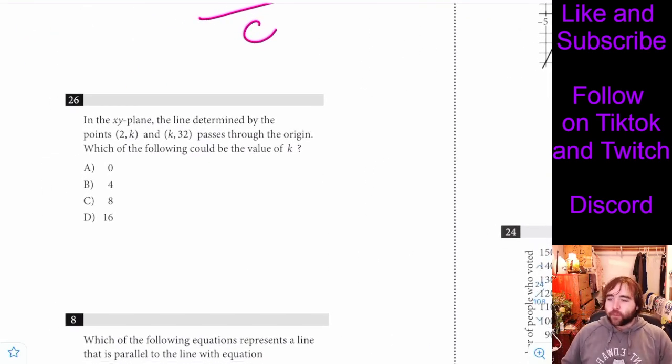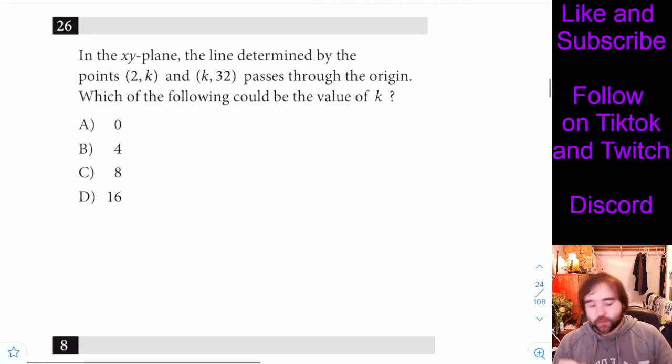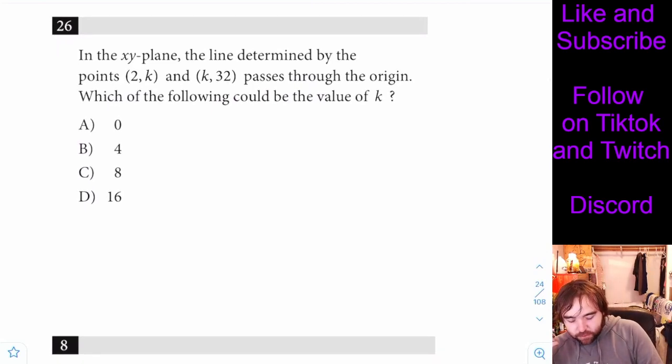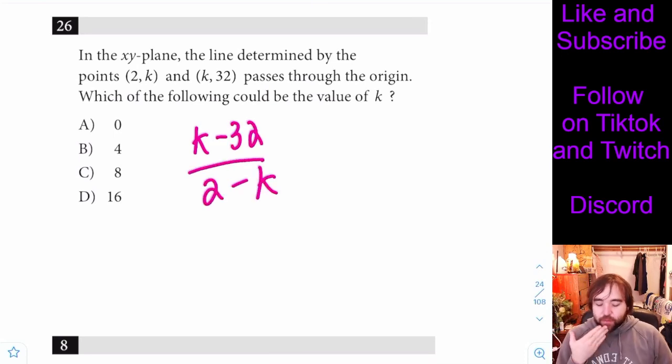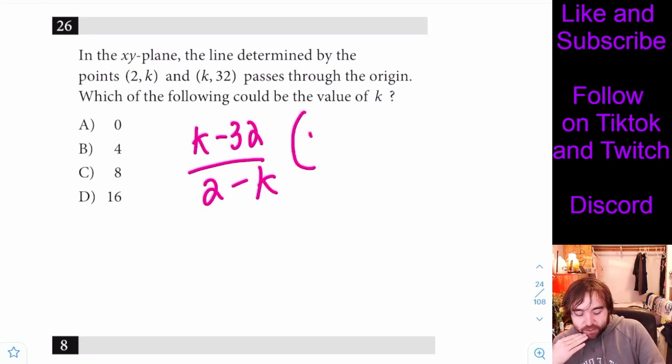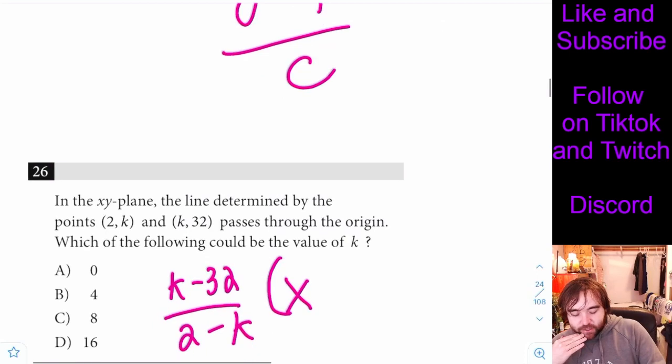Very nice. All right. So the line determined by these points passes through the origin. Which of the following could be K? Interesting. Well, we can start by finding the slope. So do K minus 32 over 2 minus K. That's the slope. How I would do this is I would then write the equation of the line. So this is something we haven't talked about yet today.